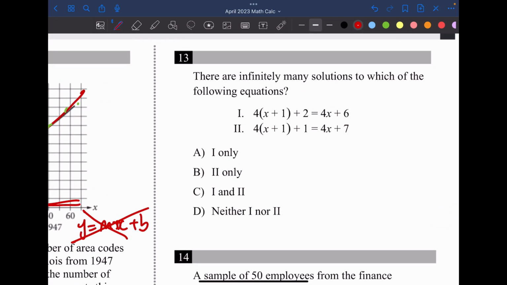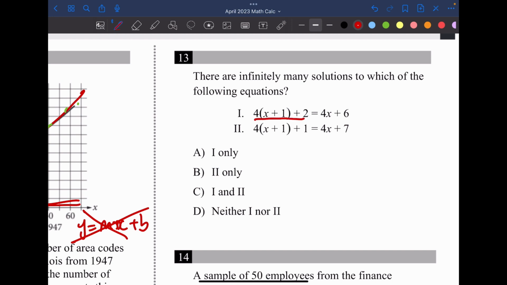Question number 13. There are infinitely many solutions to which of the following equations? So we have 2 equations here. One of them has an infinite number of solutions, or it could be both, or it could be neither. Okay, so let's look at the options.